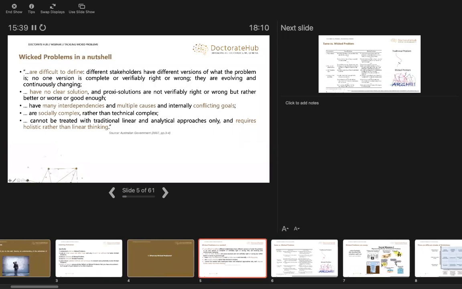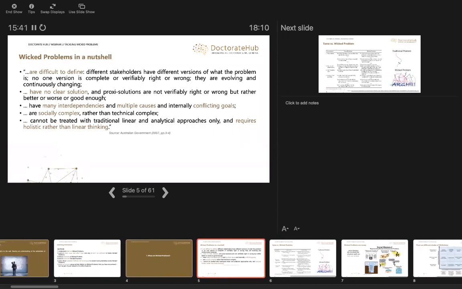Wicked problems are difficult to define, and the reason for that is that different stakeholders have different versions of what the problem is, and none of those versions is completely verifiably right or wrong, and it's an evolving and continuously changing situation. And there are no clear solutions to the problem or to the parts of the problem. And any of the proxy solutions are not exactly verifiable right or wrong, but rather better or worse or good enough.